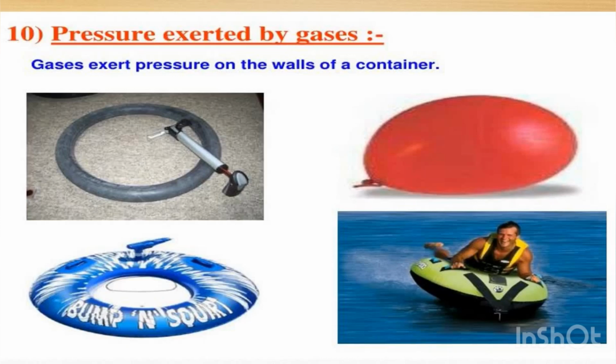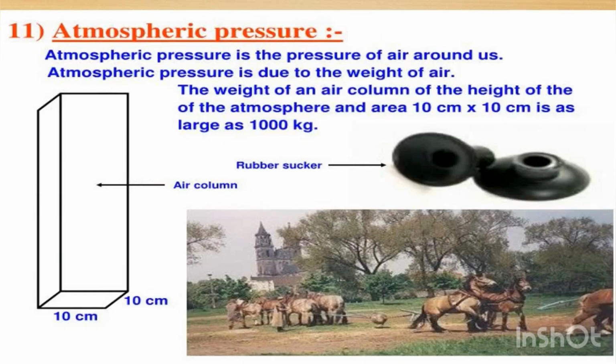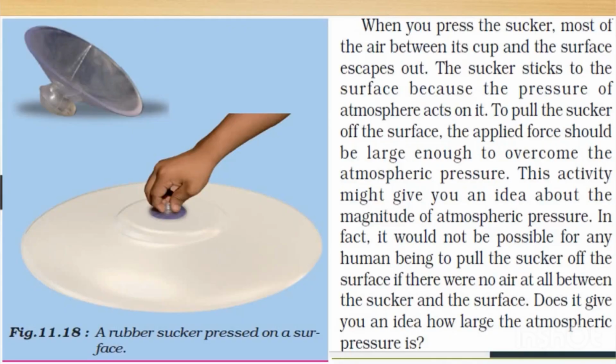Pressure is also exerted by air, gases on the walls of the container they are in. We can feel the pressure in a football, in the balloons, in the air tubes, in our cycles. Now, what is atmospheric pressure? Atmospheric pressure is the pressure exerted by air on all objects. The atmospheric pressure, though we do not feel it, is quite large.